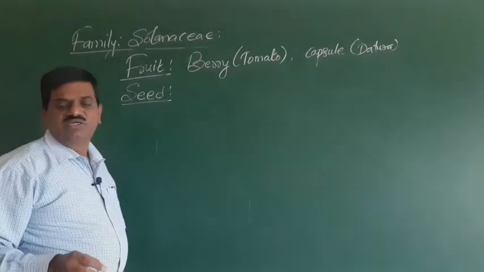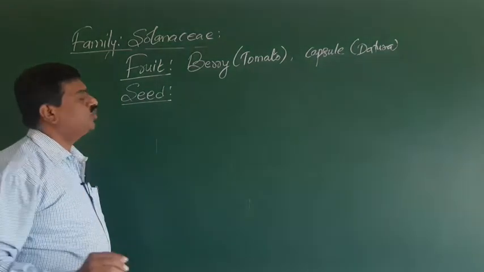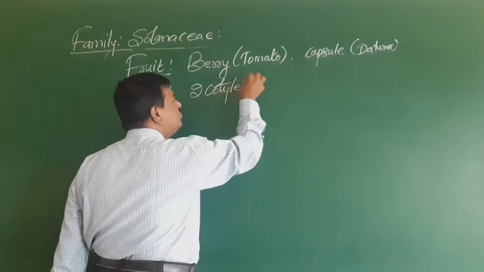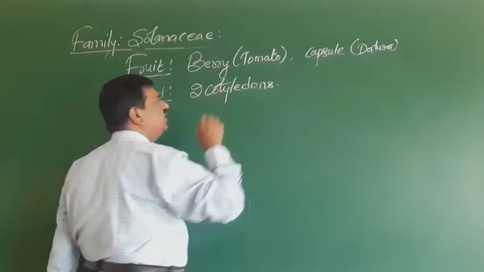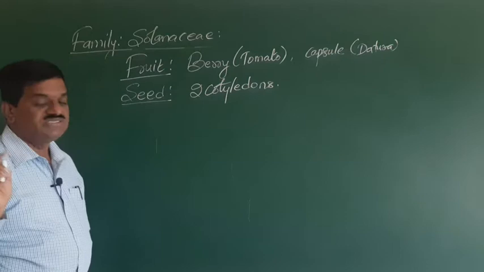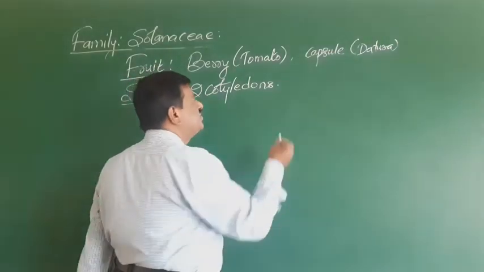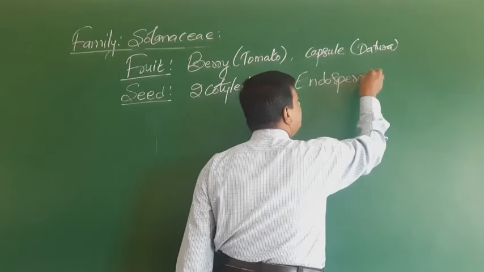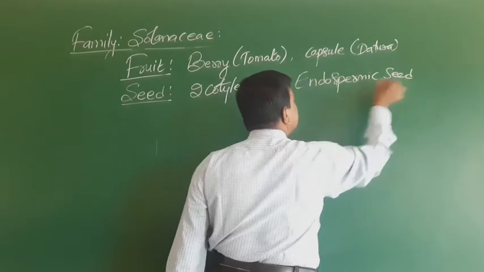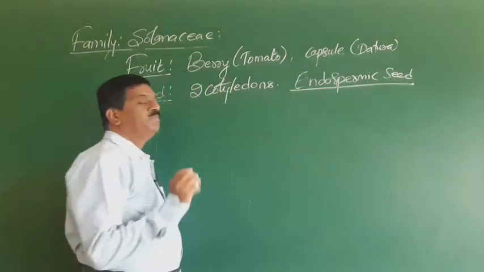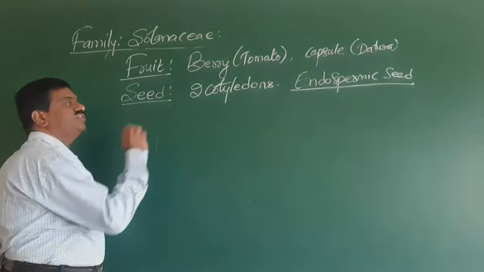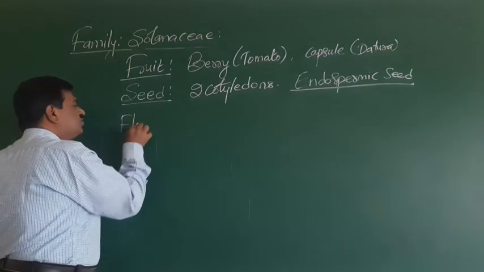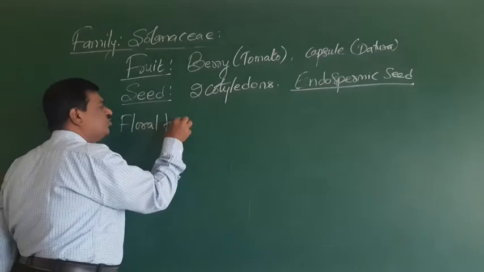So the seed, here it is called as a dicot. There is a presence of two cotyledons in a seed. Hence it is called as dicotyledons. And the seed is always called as endospermic. Endospermic seed. So here endosperm is present in a matured seed. Hence it is called as endospermic. Now we go for the next one called as floral formula.